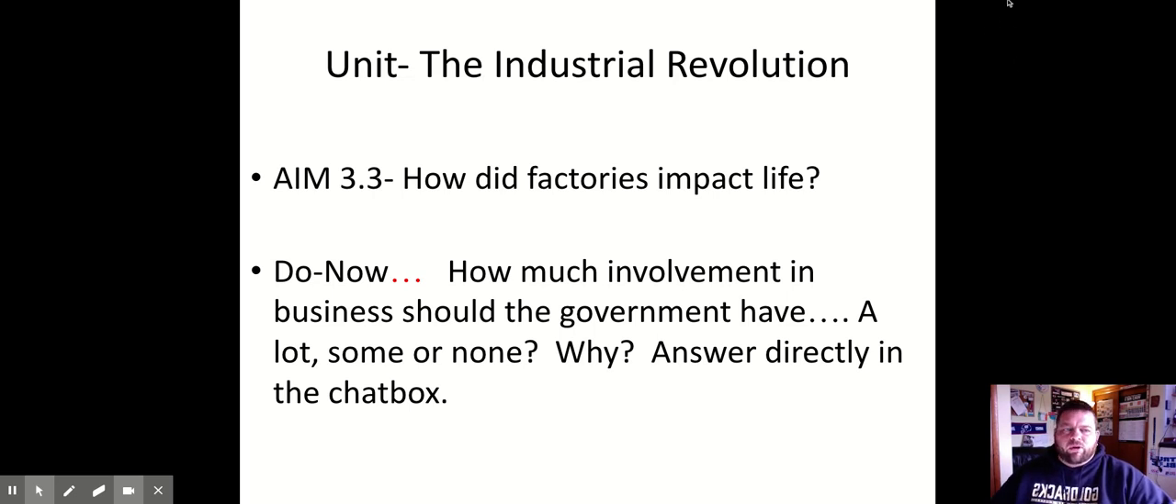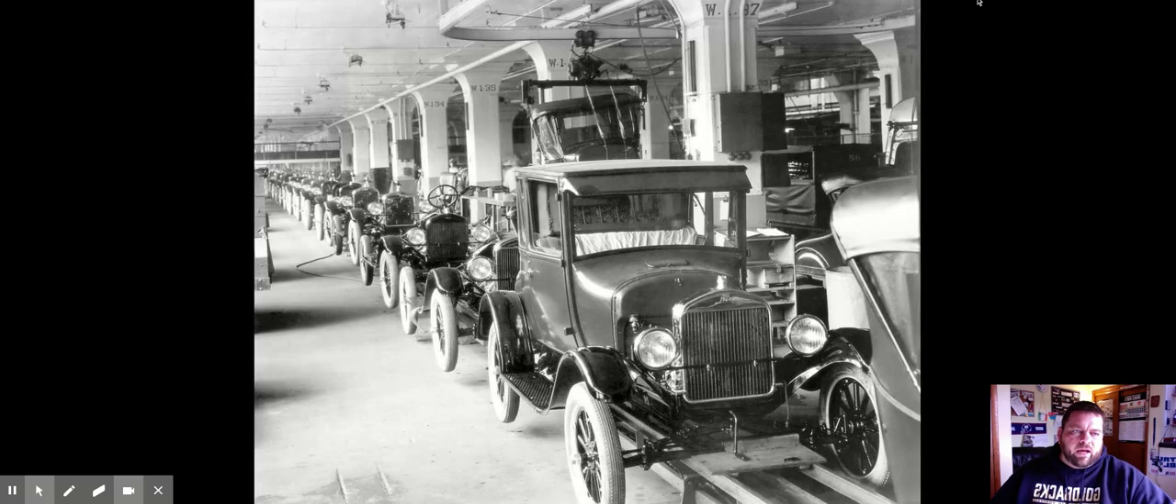So AIM 3.3 should be in your book. How did factories impact life? So on we go. I know yesterday in the classwork we talked about some of the important developments of the Industrial Revolution, one of them being the assembly line. And we said that I would show you a little bit more on the assembly line today.